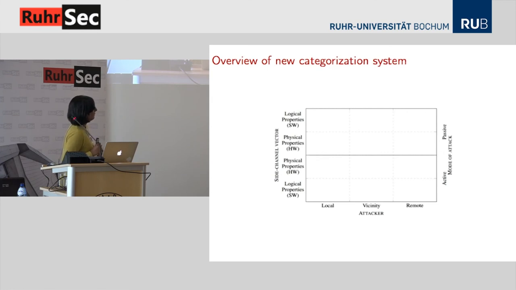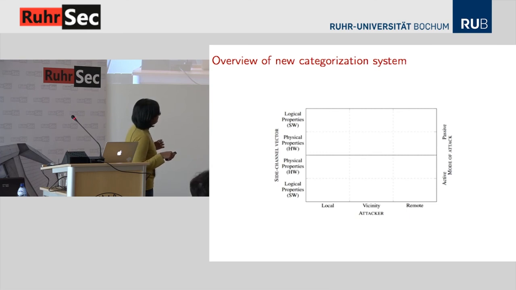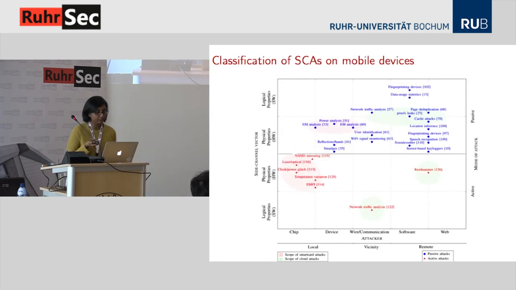So we then came up with this grid. On here you have the attacker, what kind of attacker it is. Then the side-channel vector: is it a physical property or a logic property? And then here we have active and passive attacks. You can see these duplicates here. And if you plot all the attacks, I'm not sure if you can see that properly, but in the paper you will have a good view of what the figure looks like.